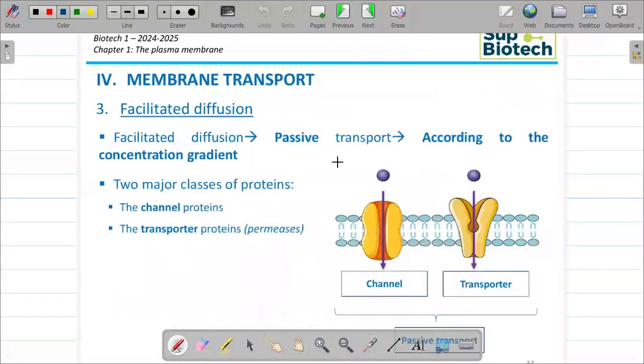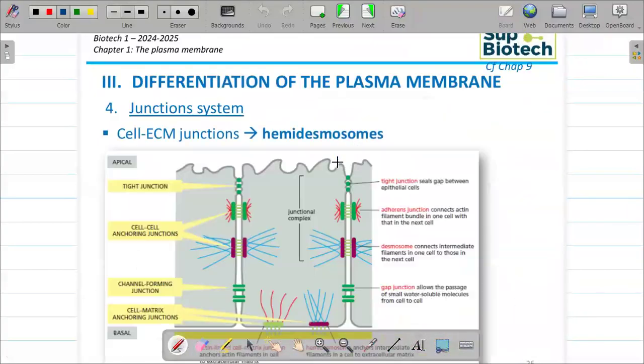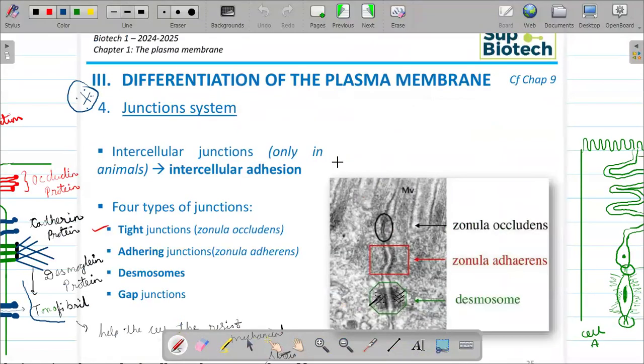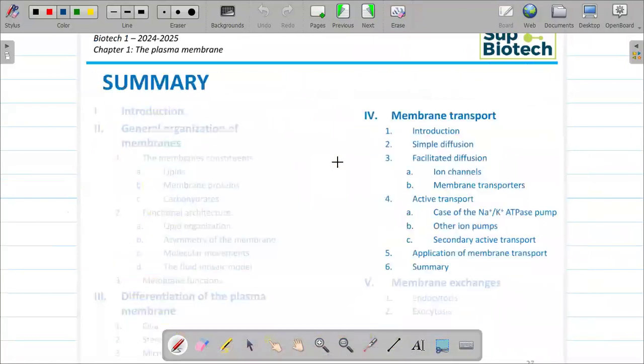So today we're going to start our fourth lecture, and the fourth lecture is fully based on membrane transport. I hope in the previous lecture we saw the various types of connections that exist between the plasma membrane and how they take up a role in the transport of molecules.